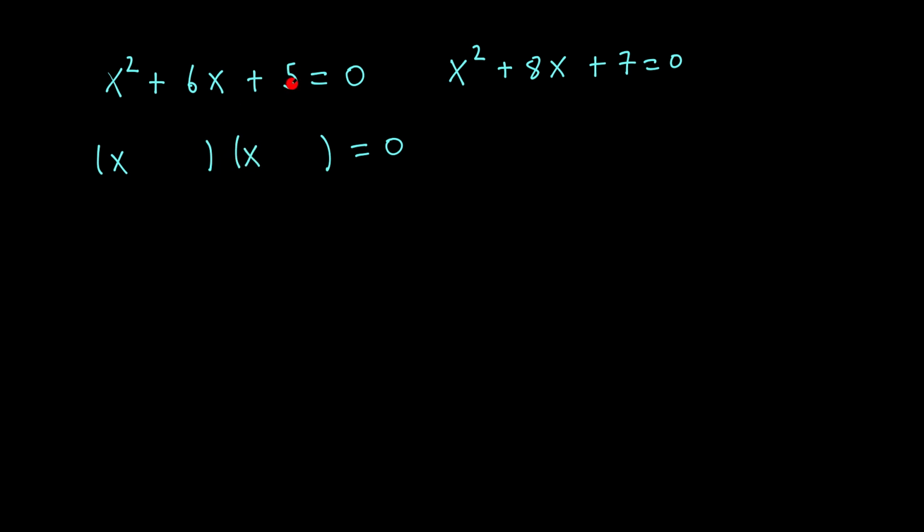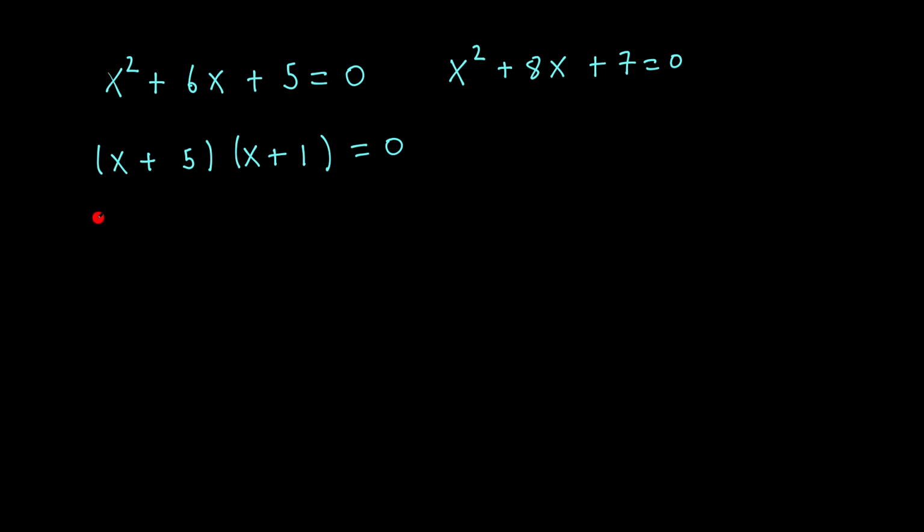Then, like I said, I need to find numbers which when multiplied together will give me 5 and add to give me 6. And of course 5 is a prime number. There's only one pair, which is 5 and 1. 5 times 1 gives me 5, and if I add these two together, it'll give me 6. So that'll be x plus 5, x plus 1, which is equal to 0.